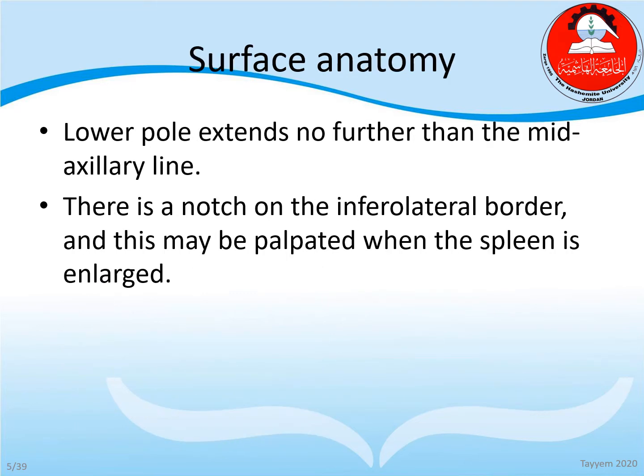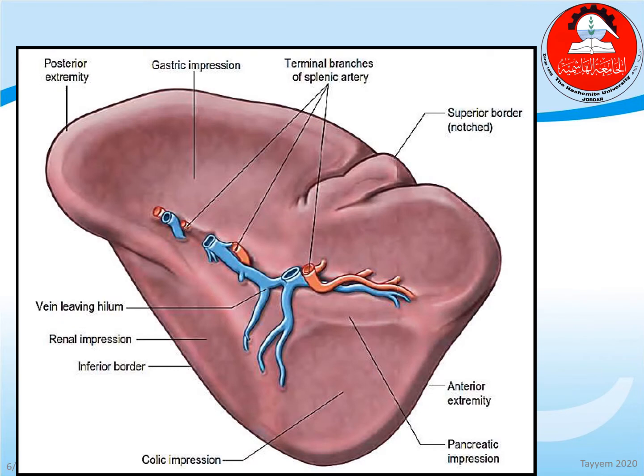Surface anatomy, as you are aware: the lower pole extends to the mid-axillary line, and there is a notch in the inferior lateral border, and that could be palpated when the spleen is enlarged. Here you can see the impression of the stomach on the spleen, and this is the colic impression, and this is the pancreatic impression.